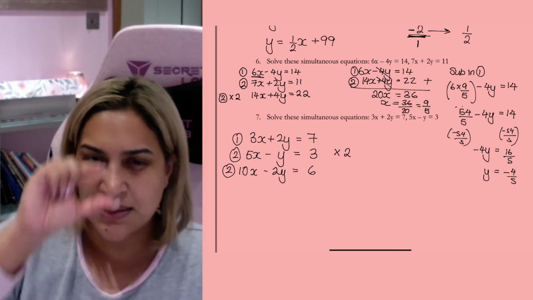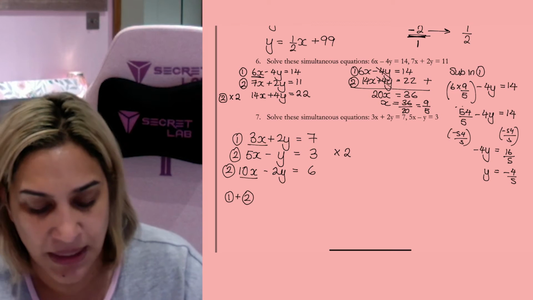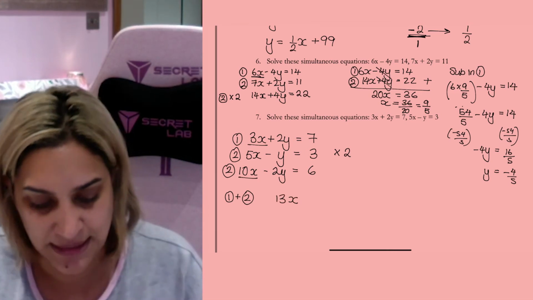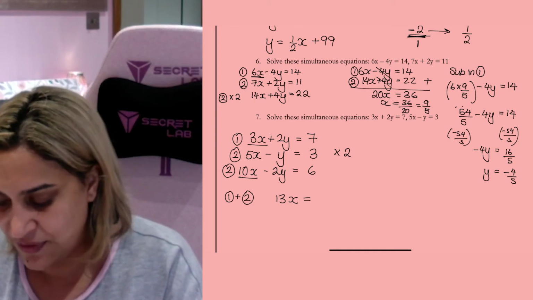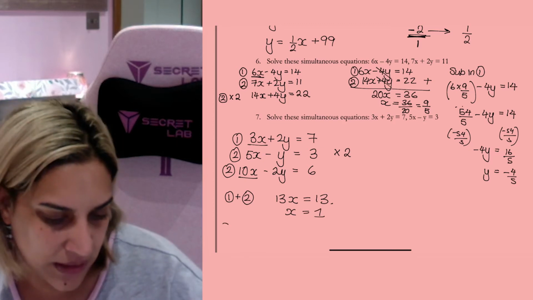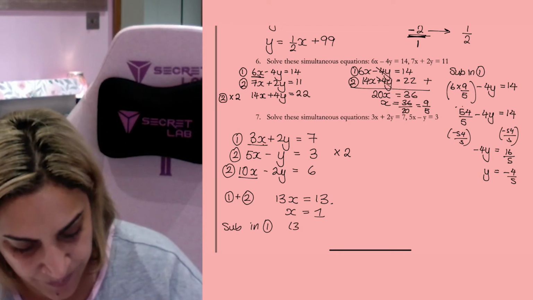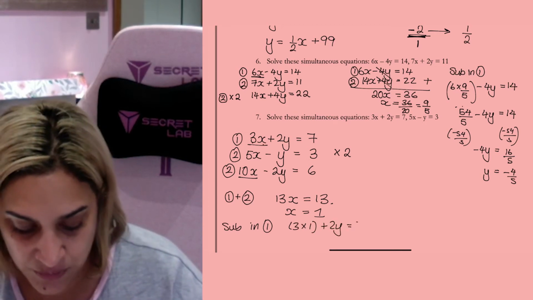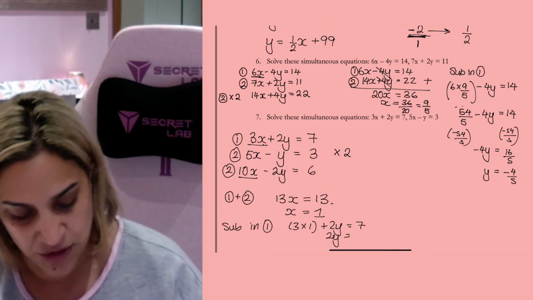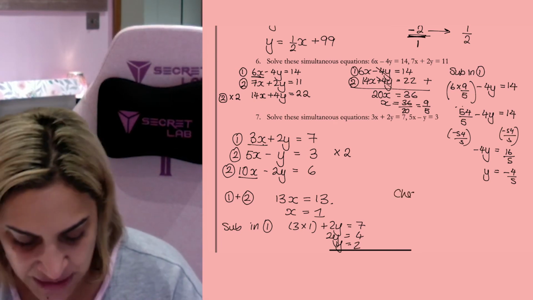Because the signs are different, we add up. So we're going to do 3 plus 10, 13x. The 2y and the minus 2y cancel each other out. You'll have 7 plus 6 to give you 13. So x is 1. You can sub it back into the first one. So you've got 3 times 1 plus 2y equals 7. So 2y equals 7 minus 3, which is 4. So y is 2.